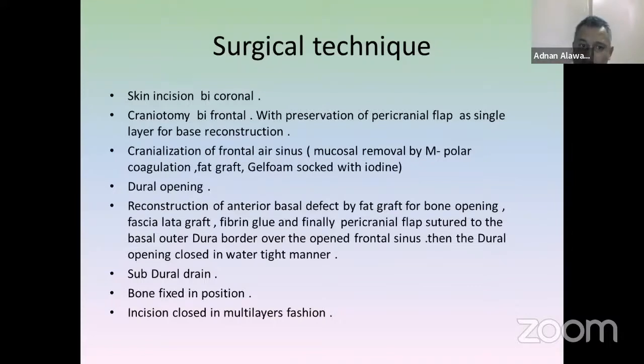What we'll do after that, we will do cranialization of the frontal air sinus, mucocele removal by monopolar coagulation, fat graft, and Gelfoam soaked with iodine. Then we'll stitch the pericranium to the dura and open the dura for reconstruction of the anterior skull base defect. We will close the procedure by subdural drain, epidural drain, sorry, and bone fixed in position, and the incision closed in layers.